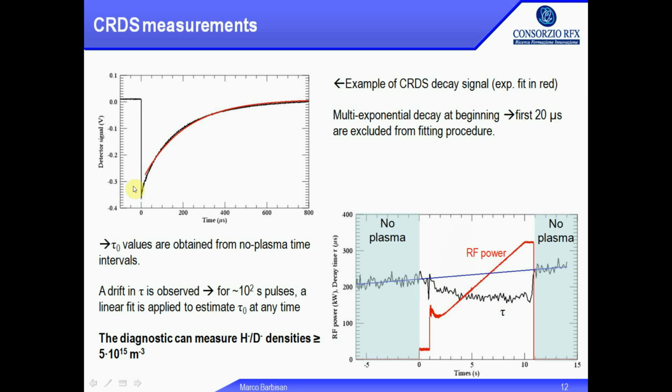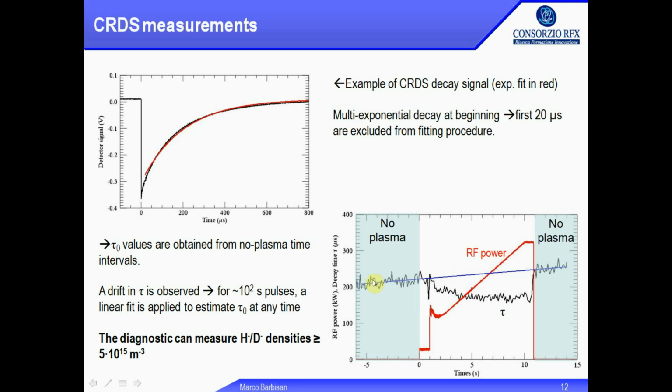On the top left corner, you can see an example of a cavity ring down signal, and in red, an exponential fit that, as you can see, is in good agreement with experimental data. The first 20 microseconds are excluded from the fitting procedure because at the very beginning of a ring down, multiple cavity modes exist, and they decay with different taus. However, these modes decay very rapidly, so after 20 microseconds, the ring down signal can be considered mono-exponential.